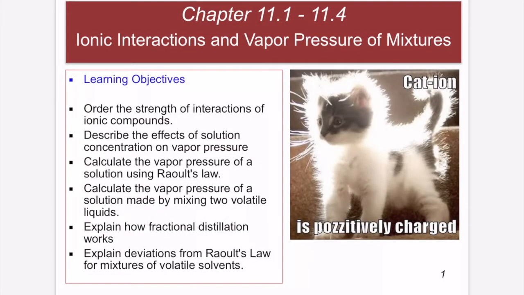In Chapter 11, we're initially going to take a step back from intermolecular forces and look at the interactions between ions in a crystal structure. So it's kind of like what you may have learned in previous classes, the ionic bond, but we're going to be looking at the energy of that bond and what affects how strong that bond is.